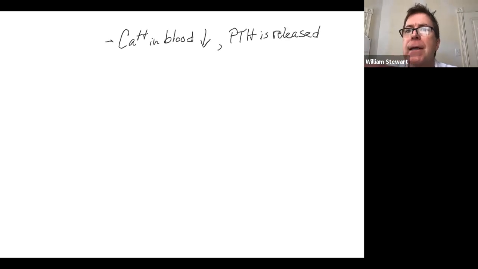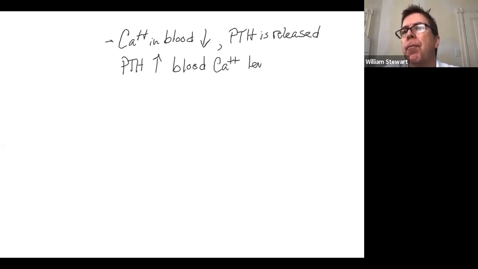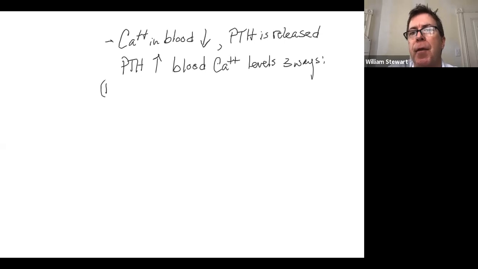And then PTH, that hormone, increases blood calcium levels in 3 ways. Okay, I'm just going to list them. First, PTH stimulates or increases osteoclast activity.